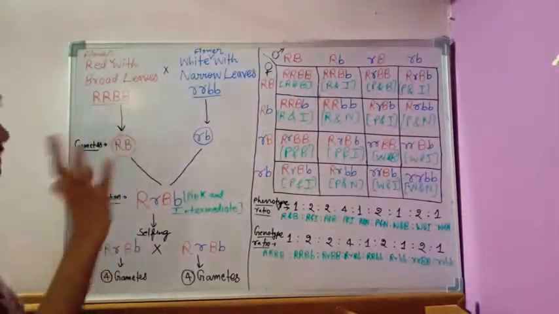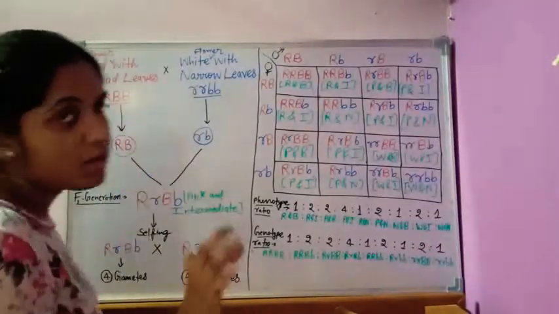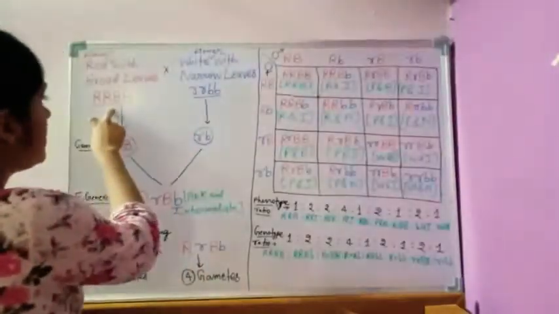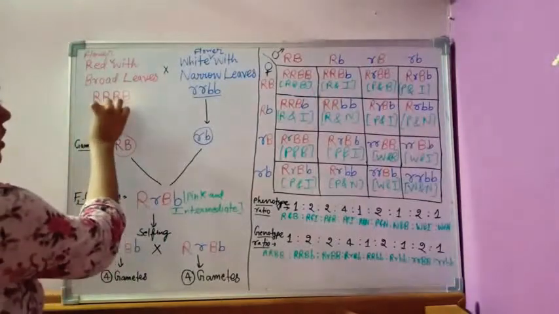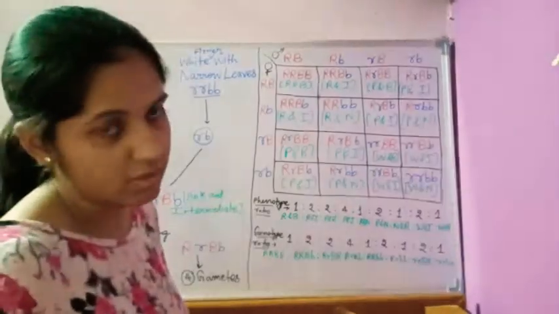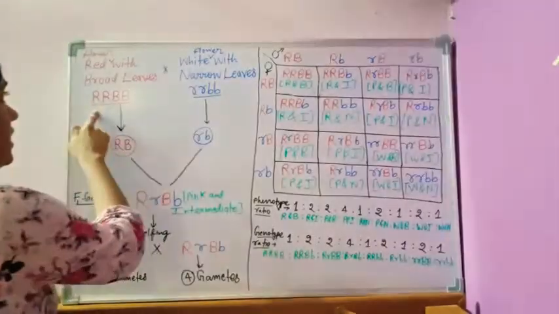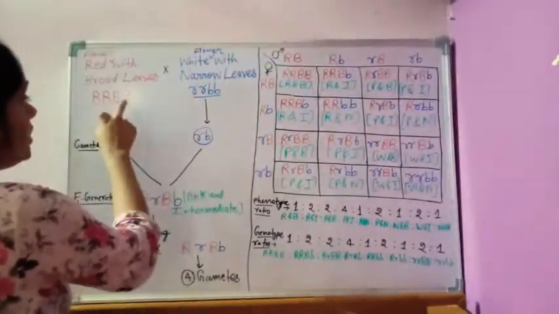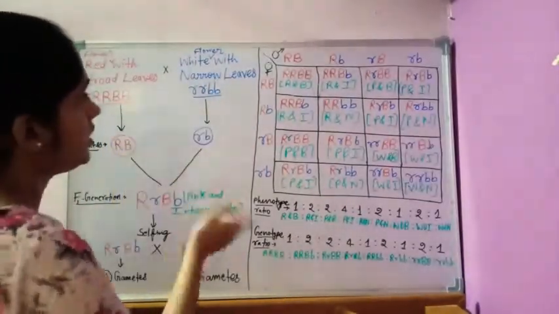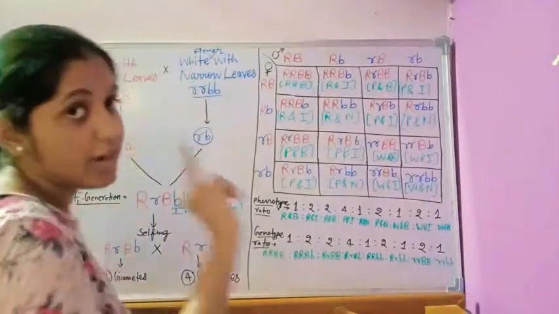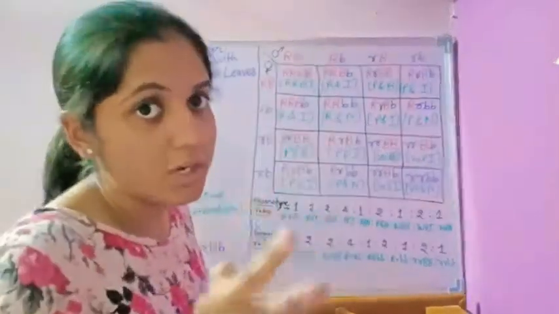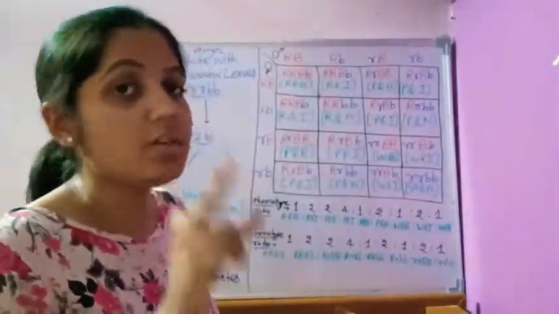The parents must be homozygous. Homozygous means both alleles are equal and the recessive allele is not present. Only the red color allele and only the broad allele are present in one parent, and only the white allele is present in the other; the red color allele is completely absent. It is not heterozygous, it must be homozygous. Then we form the gametes.